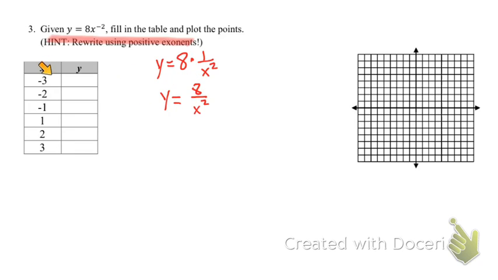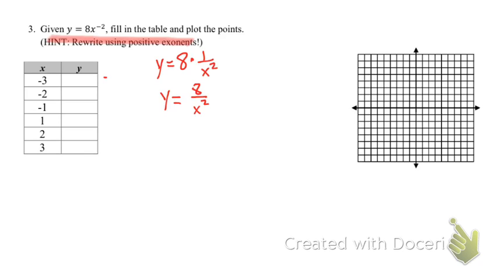And what we're going to do is fill in this input-output table. And all we're going to do is plug in this x value into this x value, do the math using order of operations, and then we get a y. Okay, so let's start with this -3, and we're going to plug it into this x.